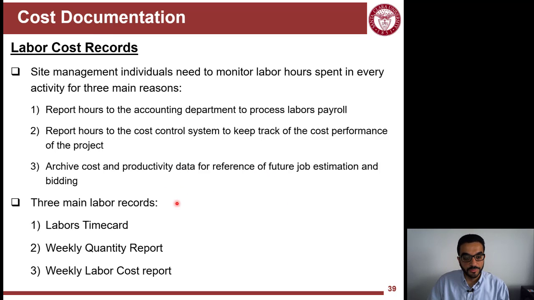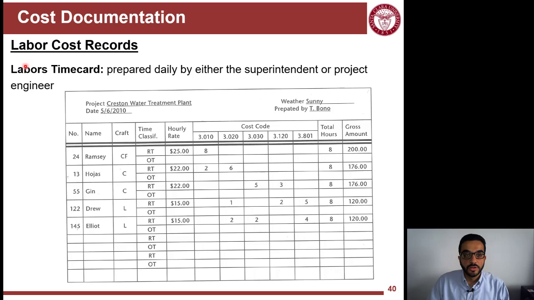For labor cost documentation, I need three kinds of sub-documentation. I need time cards, I need quantity reports, and then from these two, I will get the labor cost report. Time cards are like when you work in an internship, and they ask you to fill in your time card at the end of the week. So you assign your hours to different cost codes.